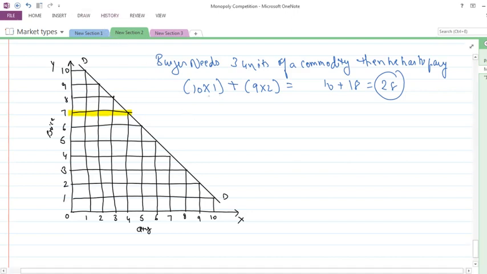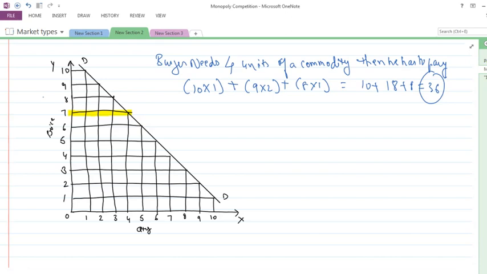So essentially, if a particular consumer is wanting to buy 4 units, okay, so instead of 3 units, let's make it 4 units. Then we will be able to see it in a much easier manner. Plus 8 into 1 is equal to 10 plus 18 plus 8. So what would be the price? He will be paying 36 rupees in this case, if he is buying in this manner, 10 for 1, 9 for 2, 8 for 1. In this manner, if he goes on buying, then this is how he would be paying. Okay, the consumer would be charged in this manner.